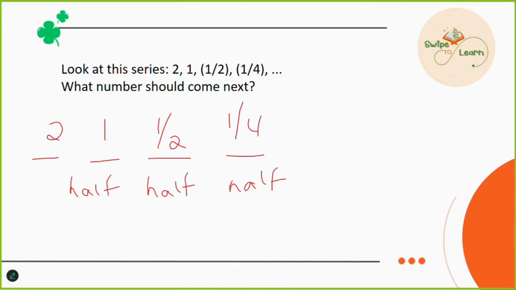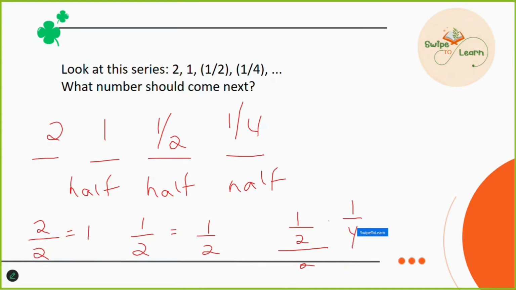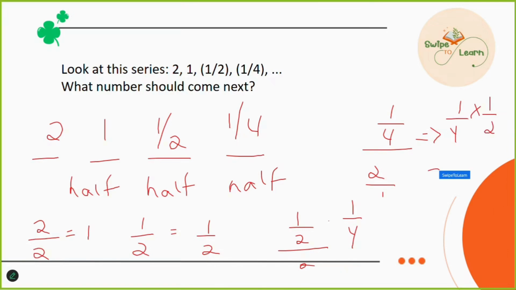So what would be the next term? First 2 divided by 2 is 1. Now 1 divided by 2 is 1 by 2. 1 by 2 divided by 2 becomes 1 by 4. Now 1 by 4 divided by 2, which is 1 by 4 into 1 by 2, is 1 by 8. So 1 by 8 is the next term in this series.